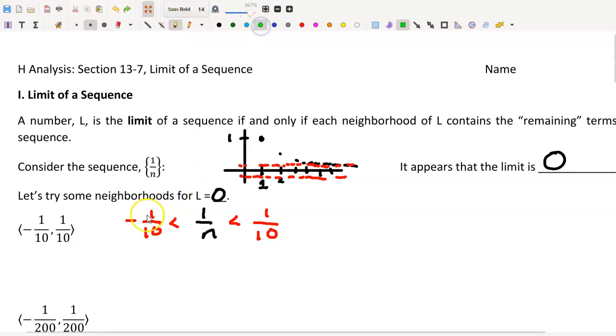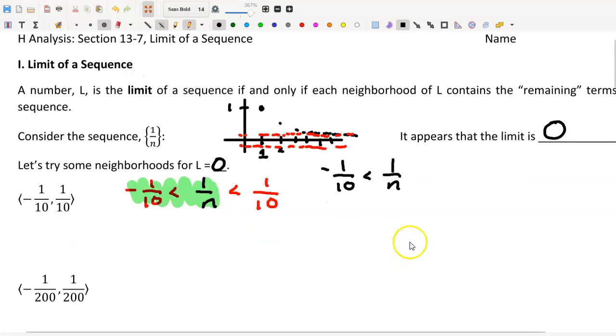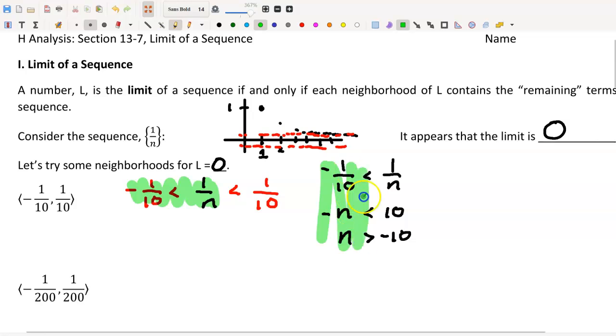So we have this one right here. Solve that one independently. -1/10 is less than 1 over n. And you've got to watch out for your rules for multiplying by negatives and whatnot. But as long as you did that, you're okay. So if I solve for this, I'd have -n less than 10. And then when I solve for n, it becomes n greater than -10. So that's just all of this.